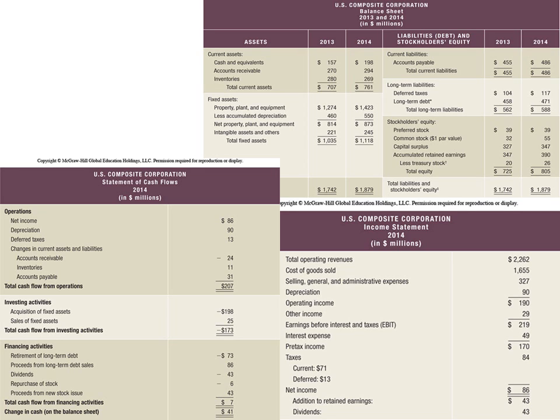Now, accounts payable is a current liability, and we know that liabilities and cash go in the same direction. And so we see accounts payable here has produced $31 million in cash. That means accounts payable must have gone up by $31 million. And if we look at the balance sheet, we can see that accounts payable went from $455 to $486, an increase of 31. So that all checks out.